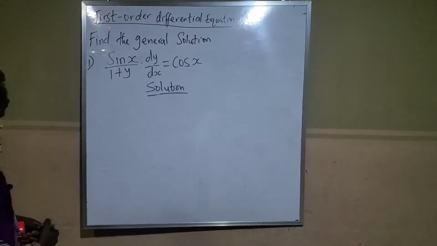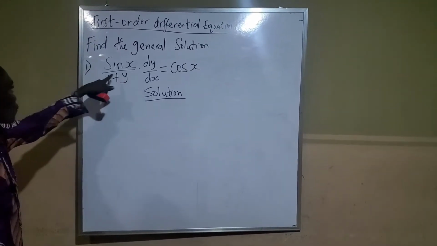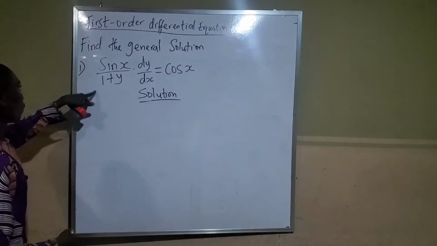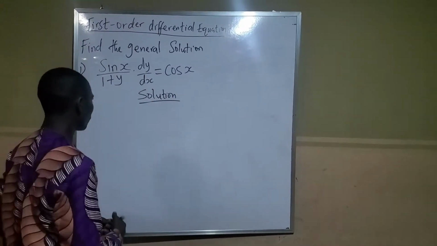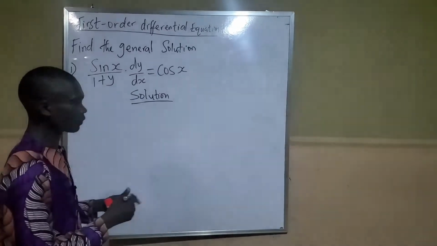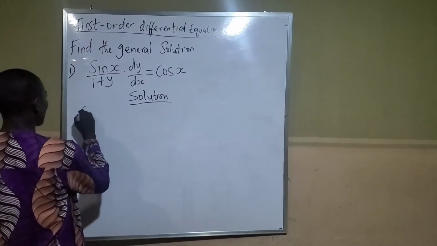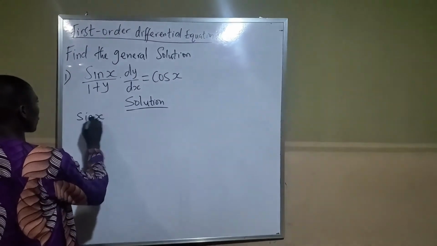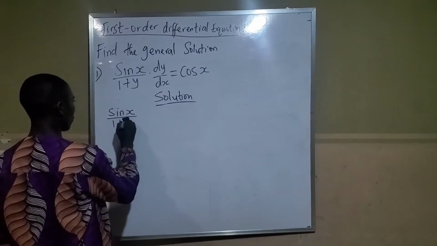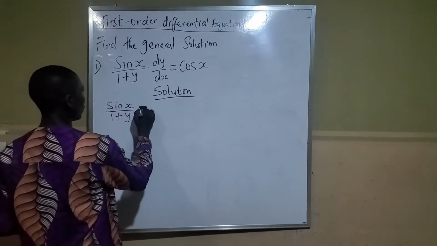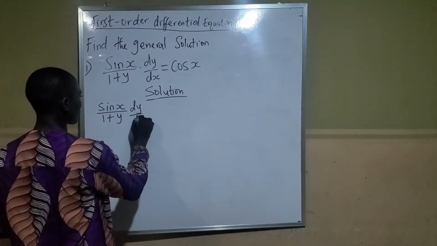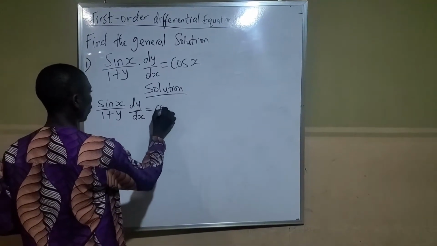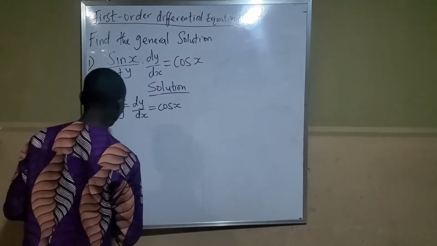Find the general solution. (sin x over 1 plus y) times y dx equals cos x. Okay, so let's take it one after the other. We have sin x over 1 plus y, multiplied by the y dx, equals to cos x.